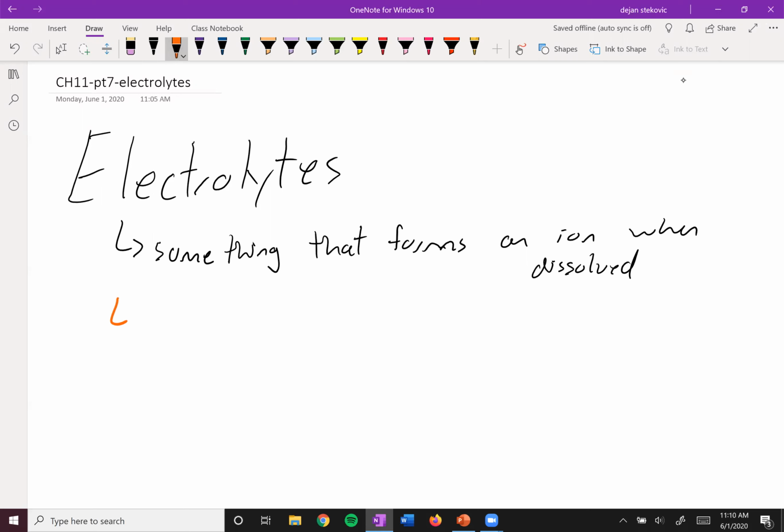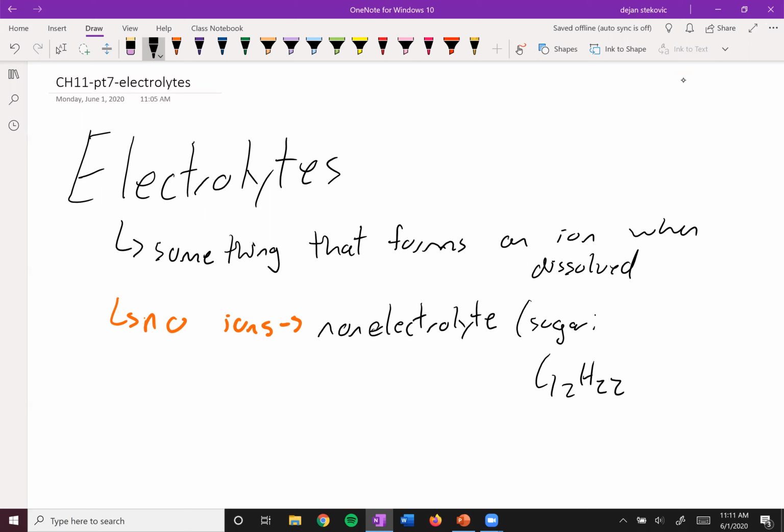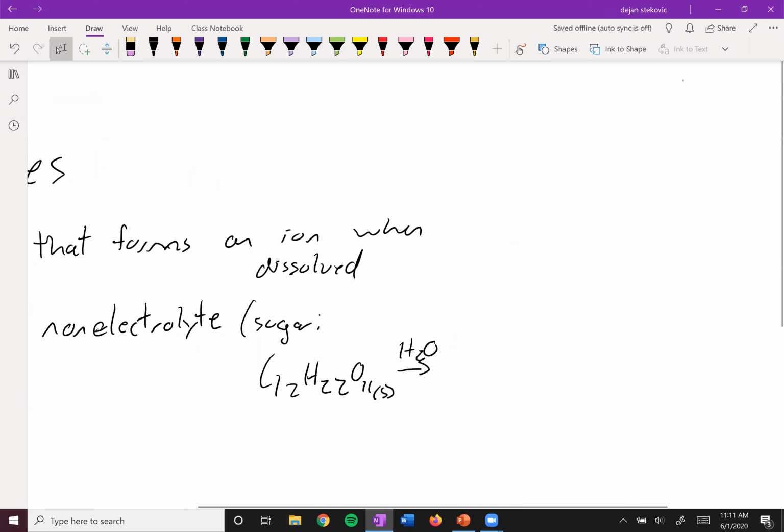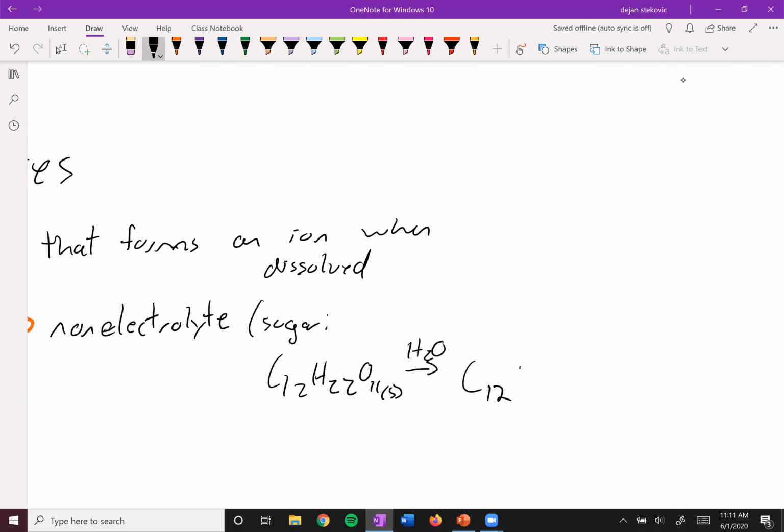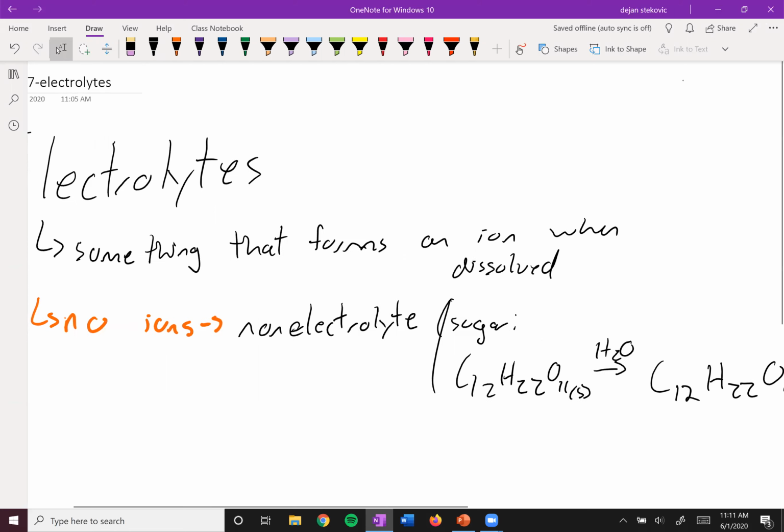And so if you have no ions being formed, you have what's known as a non-electrolyte. An example of this would be sugar. So sugar is C12H22O11. So you have it as a solid, and then you toss it into some water to dissolve it. Well, when it dissolves in the water, it will not form ions. So it will still stay as molecules of this C12H22O11. And so there's no ions being formed here, so it's a non-electrolyte. It still dissolves, it's just not an electrolyte.